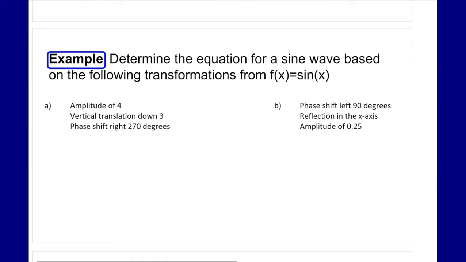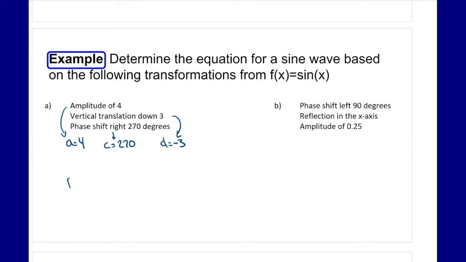The second example, doing the same thing except going from the word transformations to the actual equation. So again, we're using that general form, f of x equals a sine of x minus c plus d. So we just need to figure out what these transformations represent. Amplitude of 4, a is 4. Vertical translation down 3 units means my d value is negative 3. And a phase shift of right 270 degrees means my C value is 270.